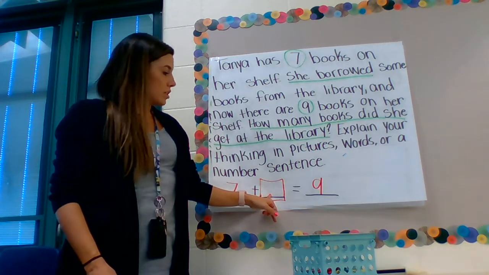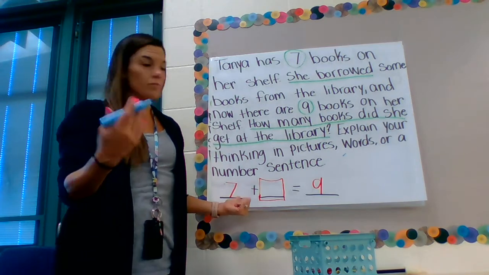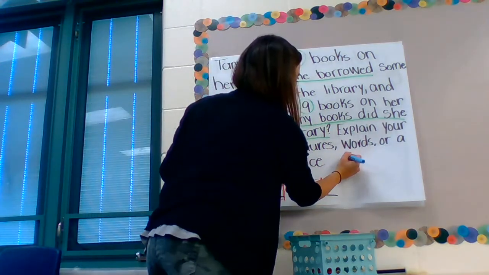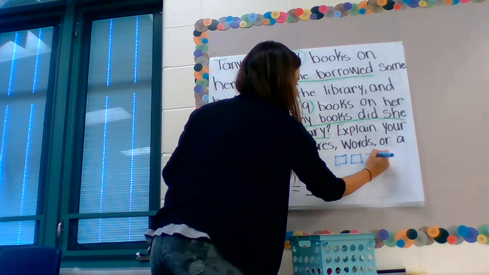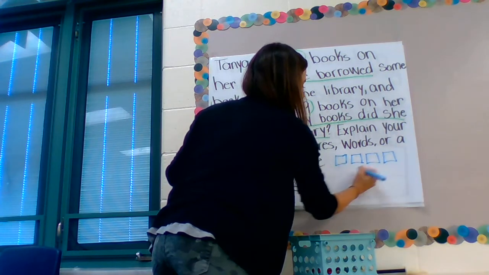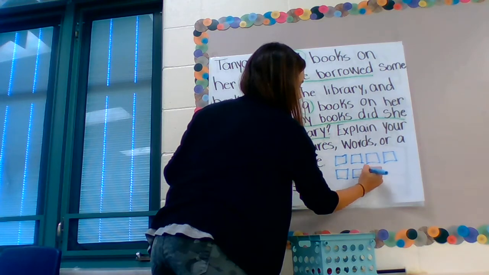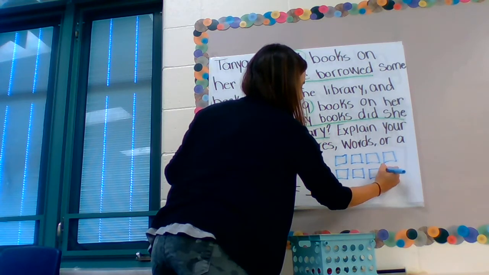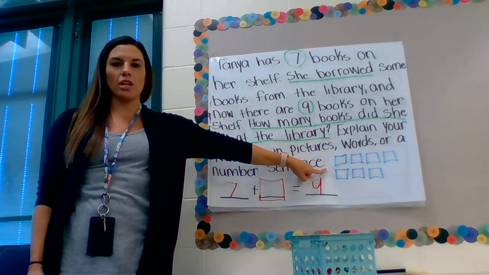Okay, so now I'm going to use a picture to find my mystery number, okay? Here's what I'm going to do. How many books did Tanya start with? 7. So I'm going to draw 7 squares. Those are my books. 1, 2, 3, 4, 5, 6, 7. I have 7 books on my bookshelf.